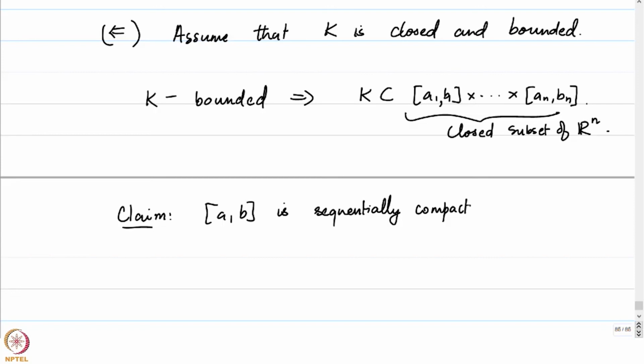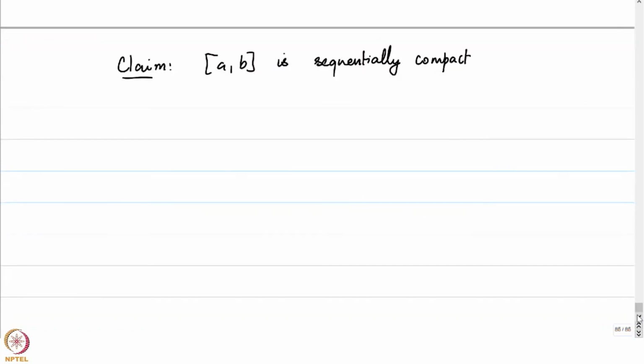In fact, let's first show this, and then we will show that the product of the intervals, which will be a subset in Rn, will be sequentially compact. Okay, let's do this. Let xn be a sequence in AB. The first thing to note is that AB is bounded.